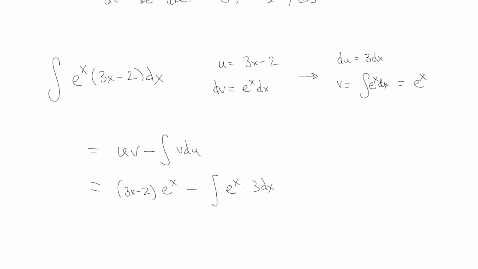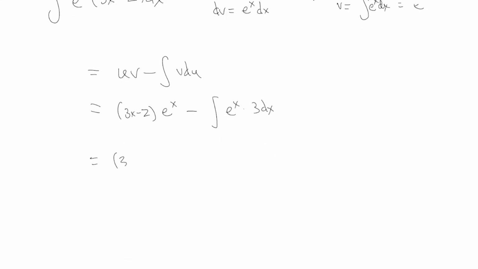Yeah, just factor the 3 out. Remember, a constant multiple inside of an integral can always be moved all the way out to the front, outside the integral sign. So this is minus 3 integral e to the x dx. And the integral of e to the x is e to the x. So my final answer is going to be this guy, and then minus 3 e to the x.